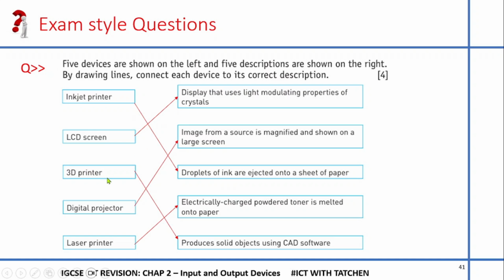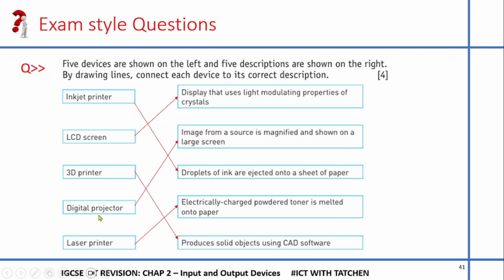Then we look at the 3D printer. We've talked about the 3D printer in the previous question. It produces solid objects using what? CAD software. What is CAD? CAD is computer aided design. To use a 3D printer, you use CAD software to design whatever you want, you feed it into the system or memory of the 3D printer, and it's able to convert this 3D drawing into a physical object.